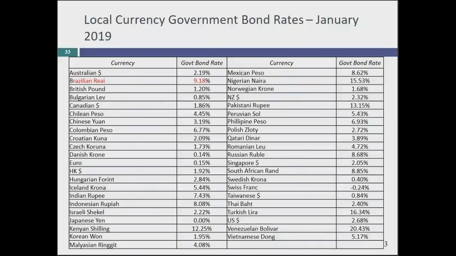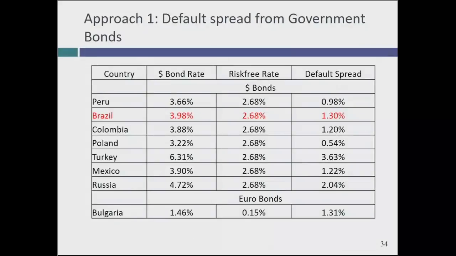So let me focus on Brazil. The Brazilian real, the government bond rate was 9.18%. That's a government bond rate, not a risk-free rate, but that's my government bond rate. You can pick any other country you want, Indonesian rupiah, Kenyan shilling, you can see the government bond rate. To get to a risk-free rate, I need a default spread. So let me stay with Brazil and see what that default spread would be using all three approaches, because with Brazil, I can use all three.